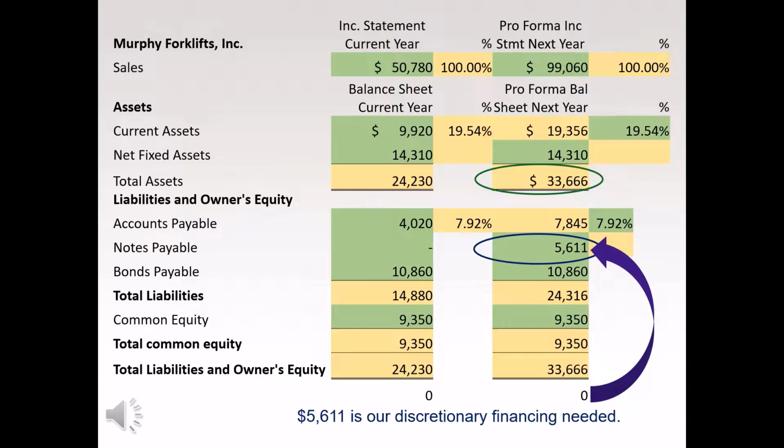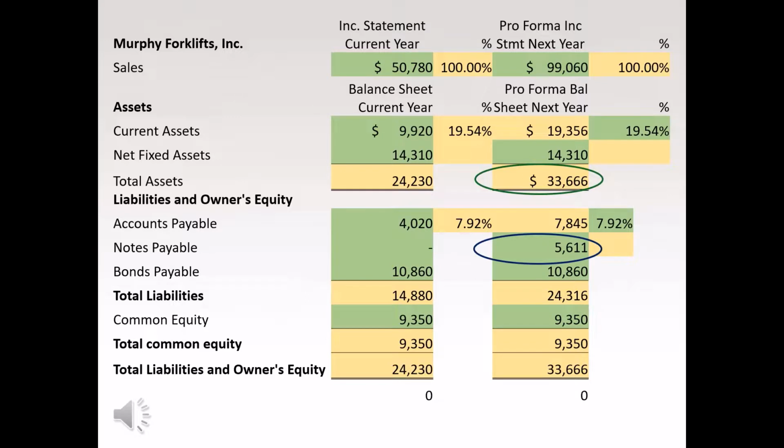$5,611 is our discretionary financing that's needed. Right now we're putting it in the notes payable area just to get our balance sheet to balance and to identify that that is definitely the dollar amount that we are projecting that we need. We can later choose to issue bonds to cover that, issue stock. Those are decisions to come. Right now we're just putting it in notes payable as kind of a placeholder.